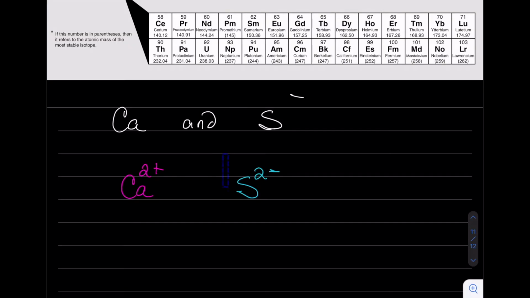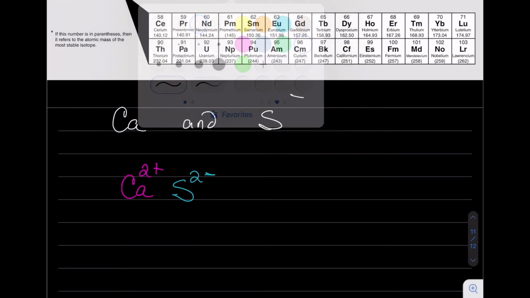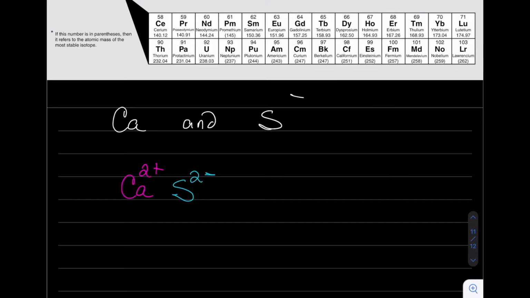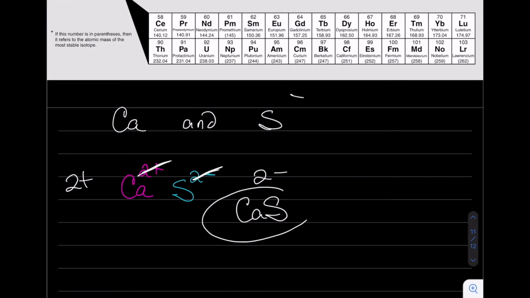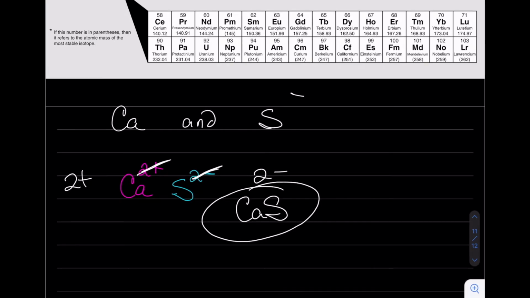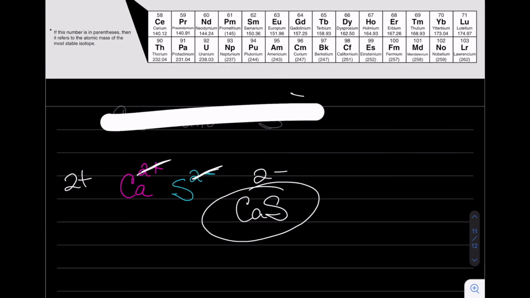All right, next we write them side by side. I'll just squish them together. And we look at the charges. We have a total of 2 plus and 2 minus, meaning they're already neutral. So our charges cancel out. And the formula is 1 Ca and 1 S. Hopefully not too bad. All right, let's try one last example.